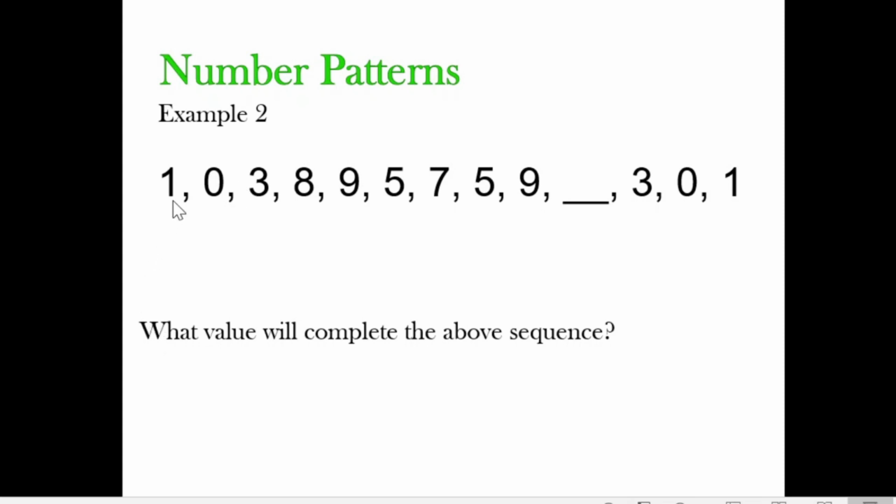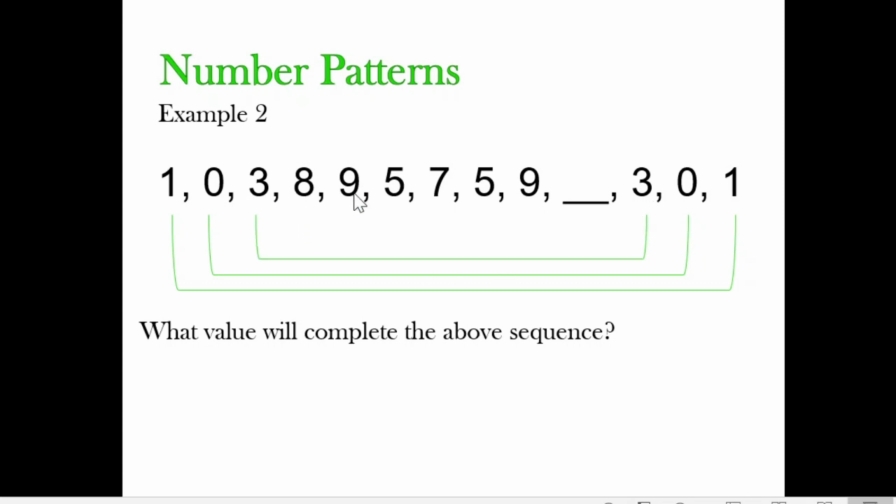Well, we see that the first and the last terms are both 1. They're the same. Also, the second and the second to the last term are the same. The third and the third to the last term are both 3. The fourth and the fourth from the last are both 9, and so on. So we see here that the numbers here are actually the same with the numbers at the last portion of the sequence, so that the element that completes this sequence must be 8.